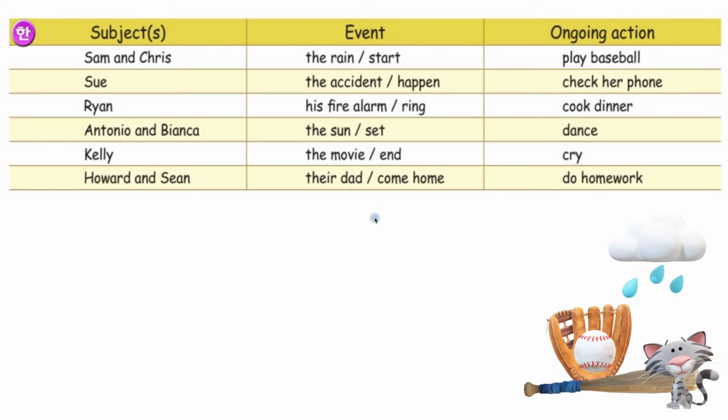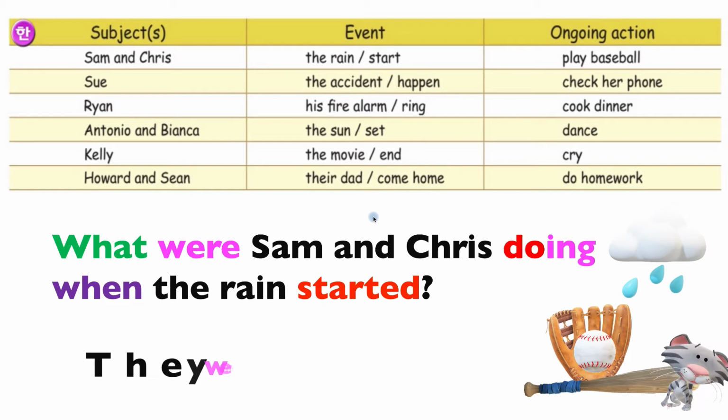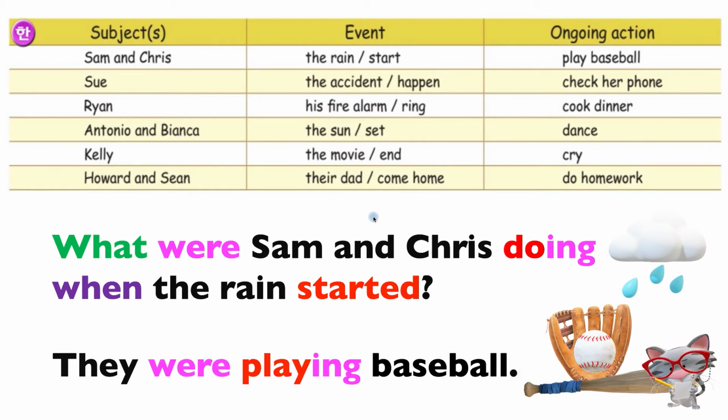So in this case, we say, what were Sam and Chris doing when the rain started? They were playing baseball when the rain started. Or, when the rain started, they were playing baseball. Remember, you can say it in 2 different orders.